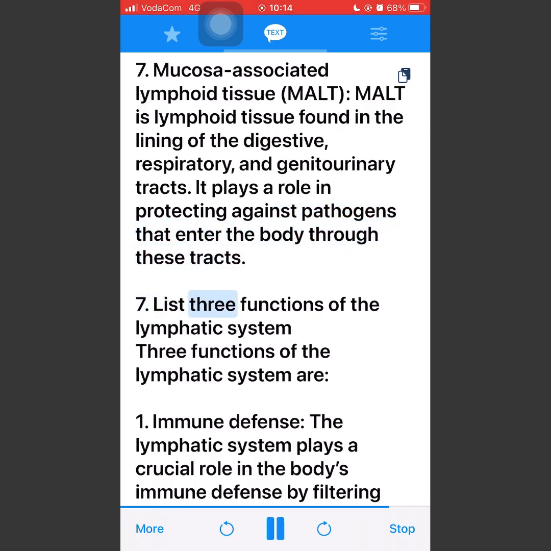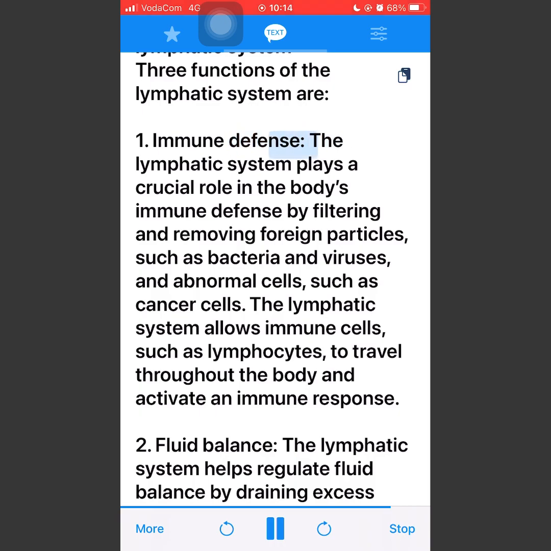7. List 3 functions of the lymphatic system. 3 functions of the lymphatic system are: 1. Immune defense. The lymphatic system plays a crucial role in the body's immune defense by filtering and removing foreign particles, such as bacteria and viruses, and abnormal cells, such as cancer cells. The lymphatic system allows immune cells, such as lymphocytes, to travel throughout the body and activate an immune response.